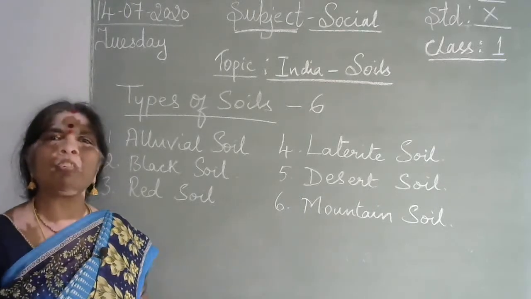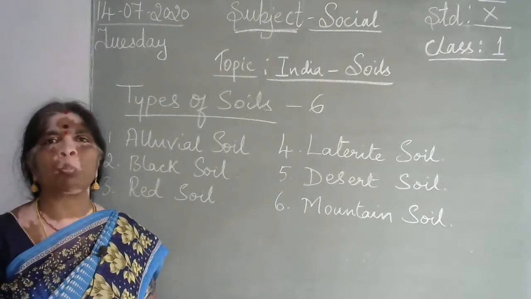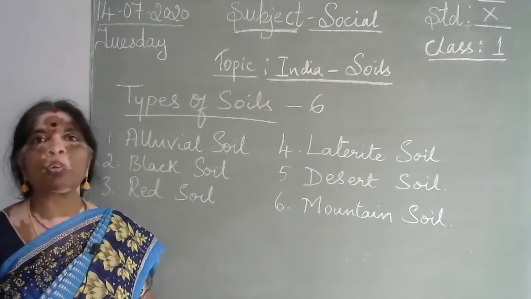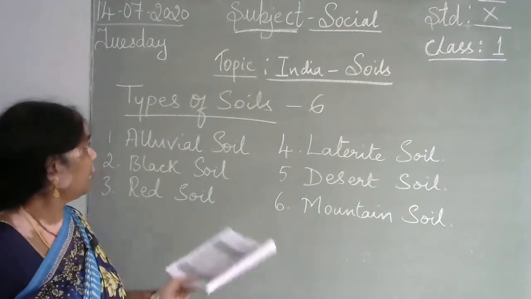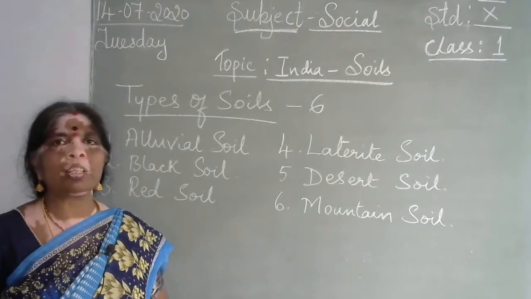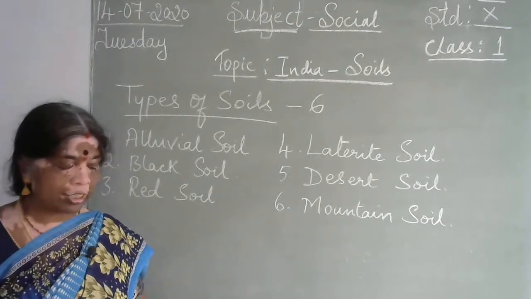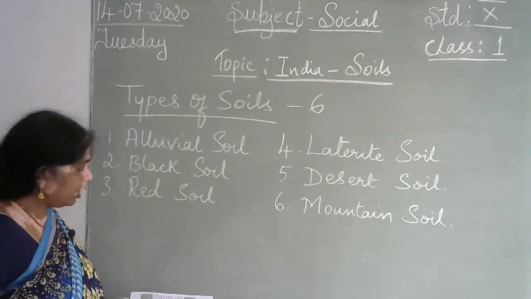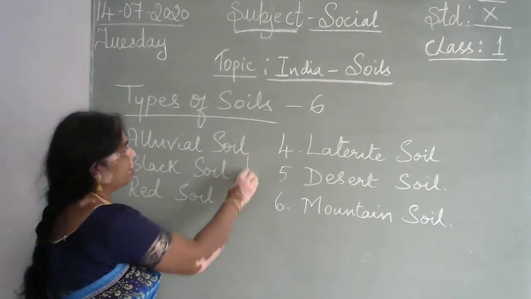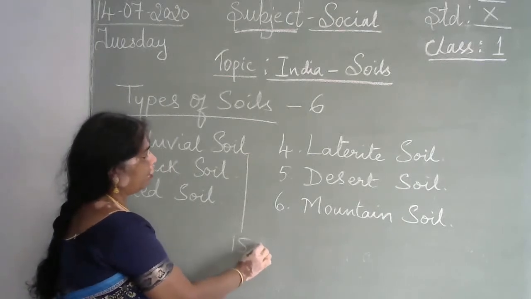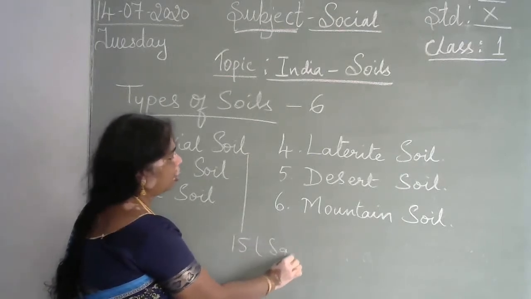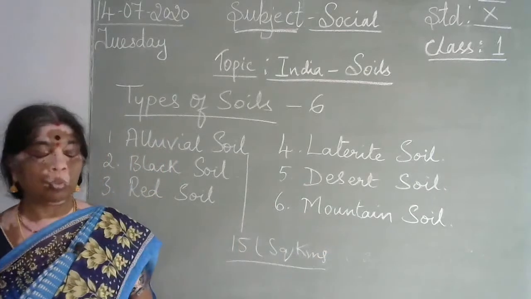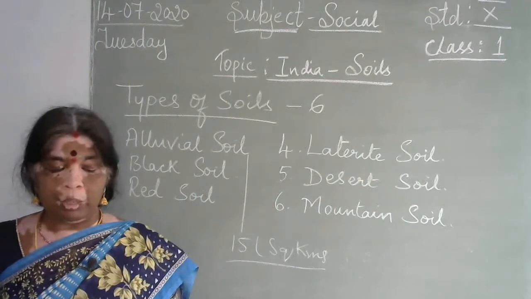Everywhere this soil is found and it is very important for Indians because it greatly contributes to agriculture. This alluvial soil is very important for agriculture in our country, and it covers about 15 lakh square kilometers in India.